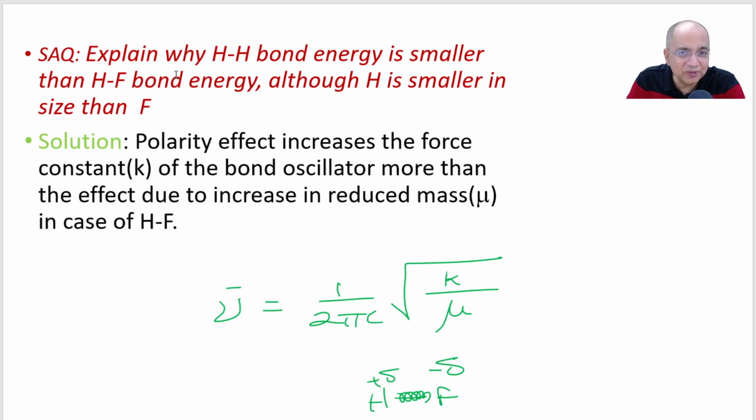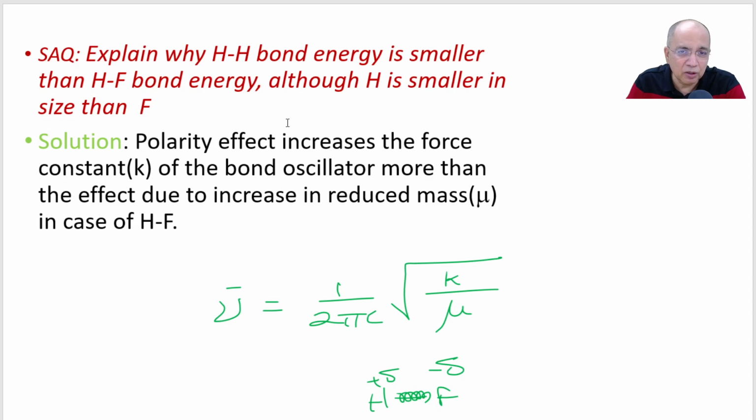So we are interested in the reduced mass. Even if the reduced mass of the H-H bond is very, very small compared to the reduced mass of HF, because of polarity, it is a highly polar covalent bond, the K factor is dominating here and is much greater. Here it is merely a non-polar single bond, 5 into 10 to the power 5. But this polar bond makes K much greater.